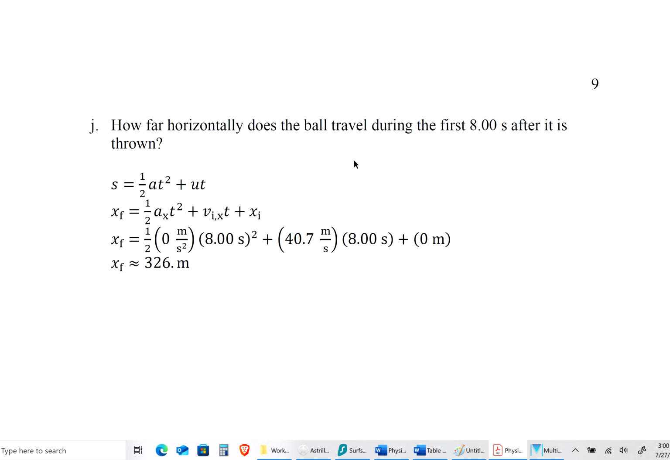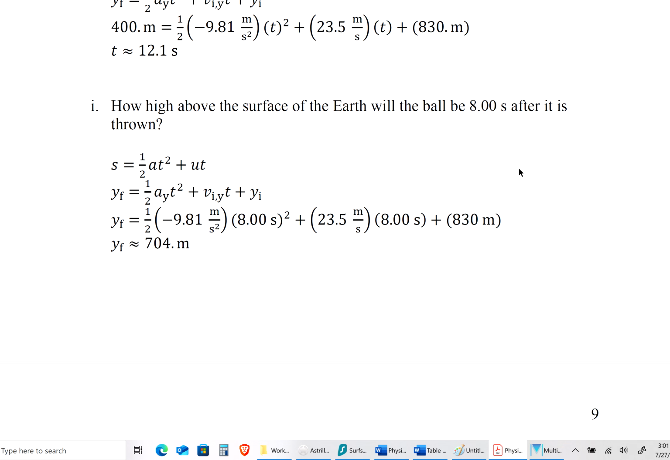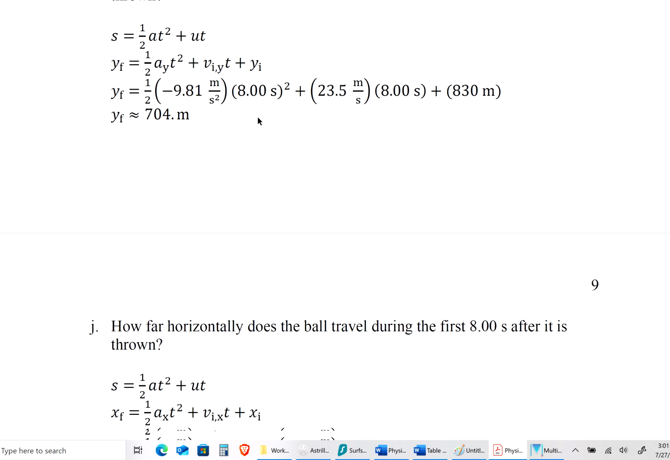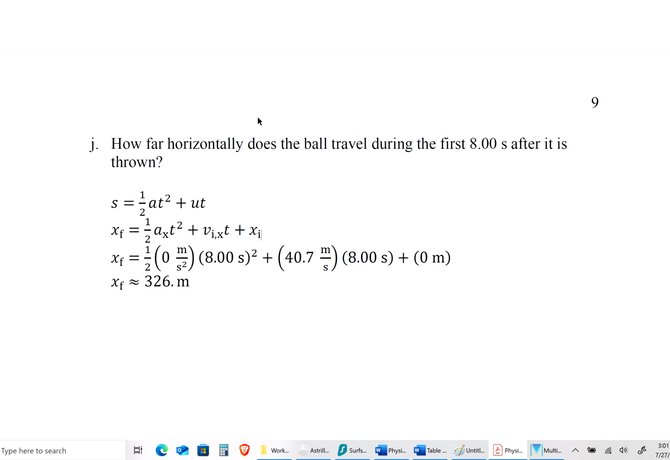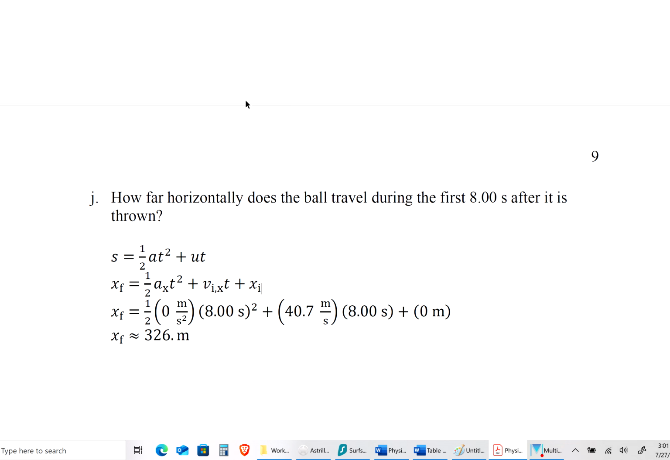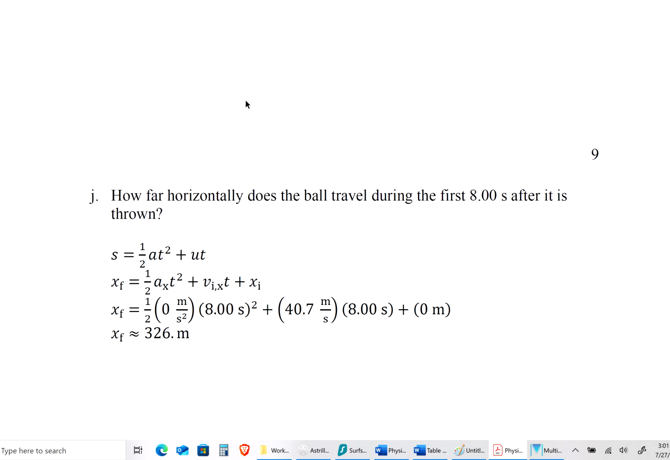Part J, how far horizontally does the ball travel during the first 8 seconds after it is thrown? It says horizontally, so we're going to use horizontal variables. Now, I asks for vertical information after 8 seconds. I asks for vertical displacement after 8 seconds. J asks for horizontal displacement after 8 seconds.